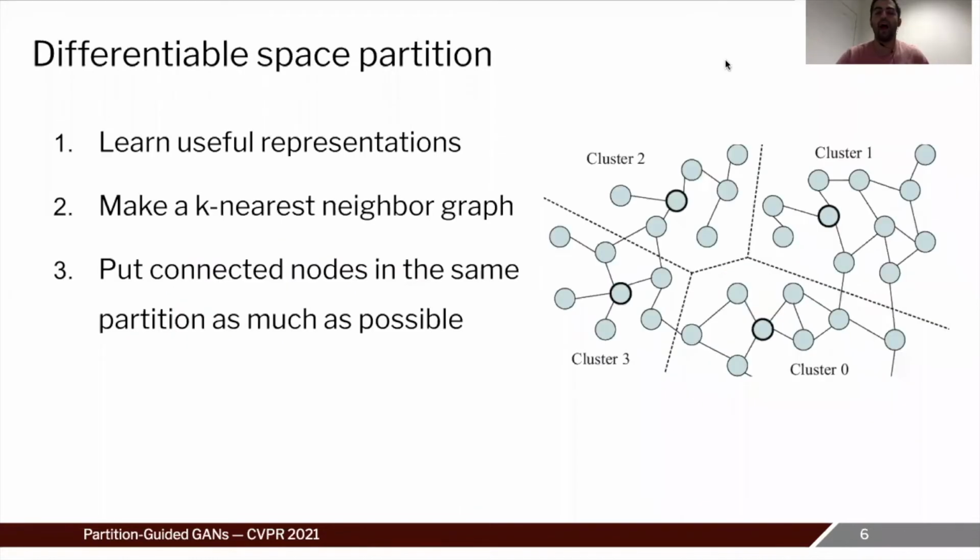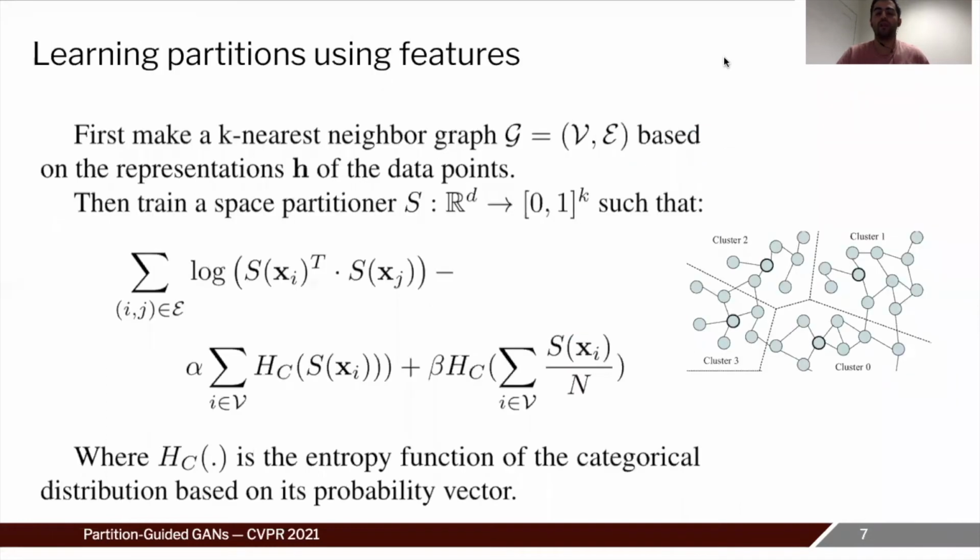Our differentiable space partitioner consists of three main components. First, we use recent successful contrastive learning methods to learn a useful representation. After that, we make a k-nearest neighbor graph in that representation space. And by putting connected nodes in the same partition as much as possible, we partition the space. The loss function of our space partitioner is presented in this slide. For more detail, please refer to our paper. My collaborator Ali continues the rest.